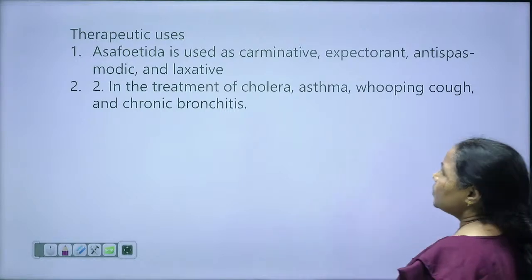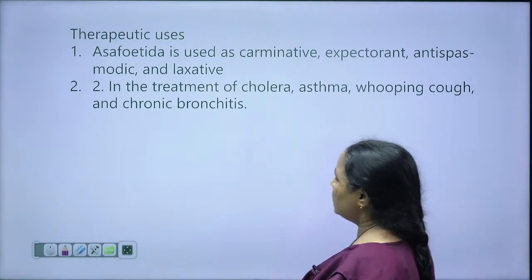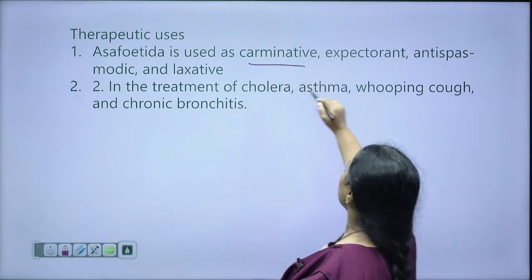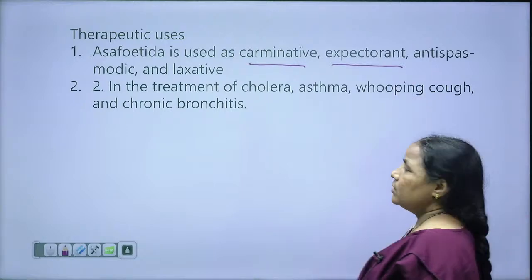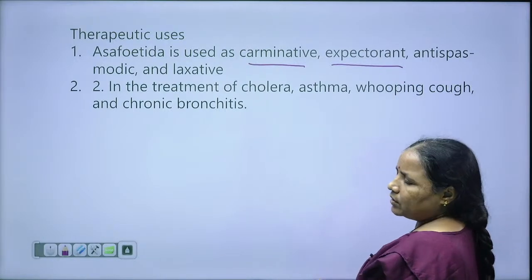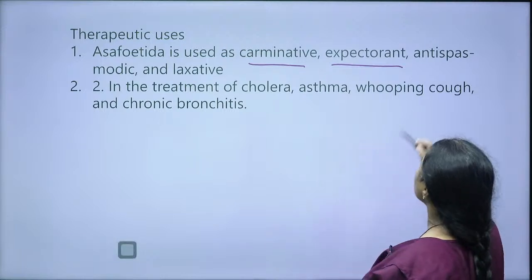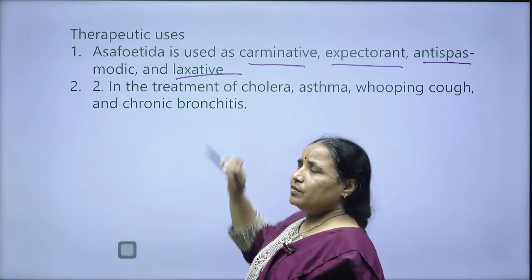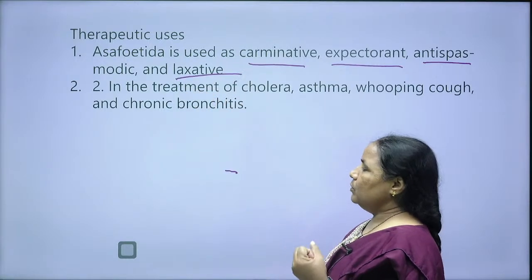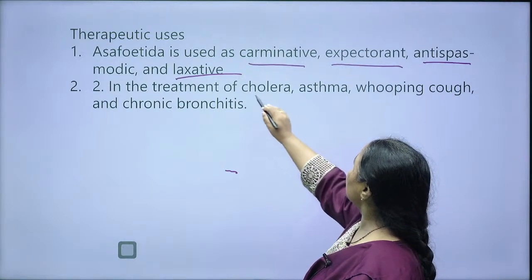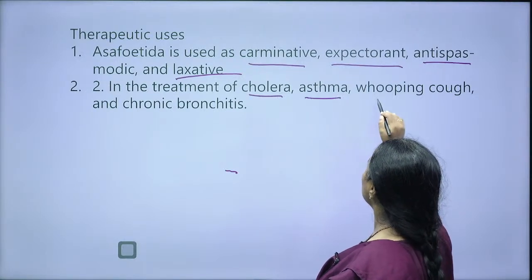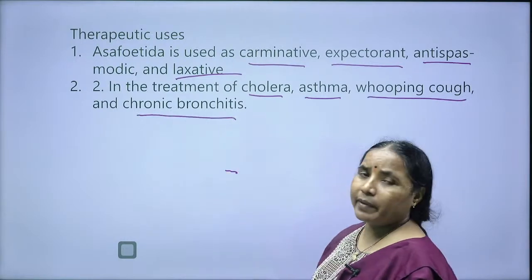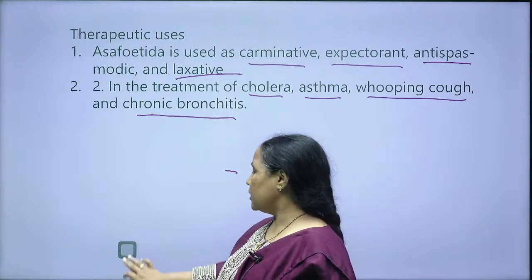The therapeutic uses of asafoetida are: it is used as a carminative, and as an expectorant in cough and cold. It is also used as an antispasmodic, and as a laxative. It is also used in the treatment of cholera, asthma, whooping cough and chronic bronchitis. So, these are the major therapeutic uses associated with asafoetida.